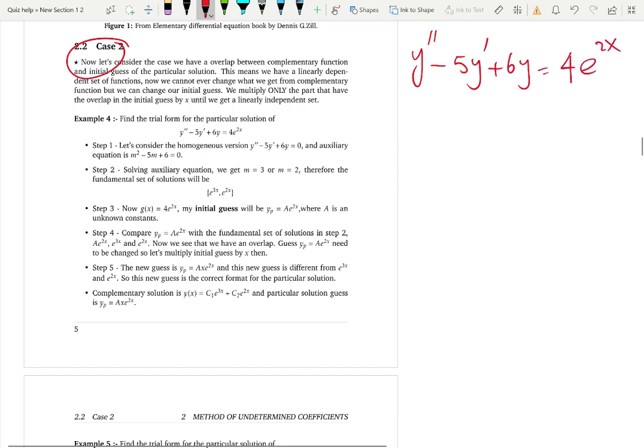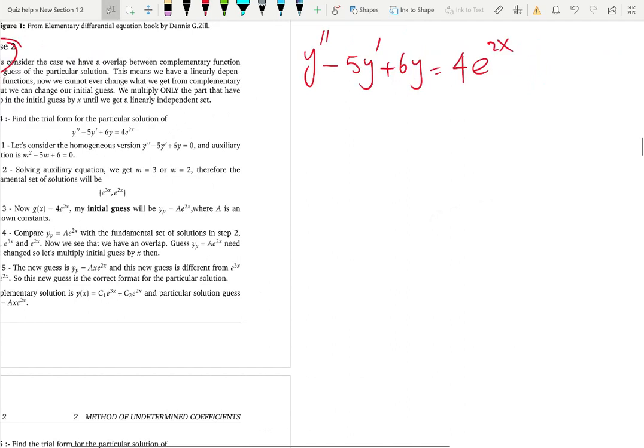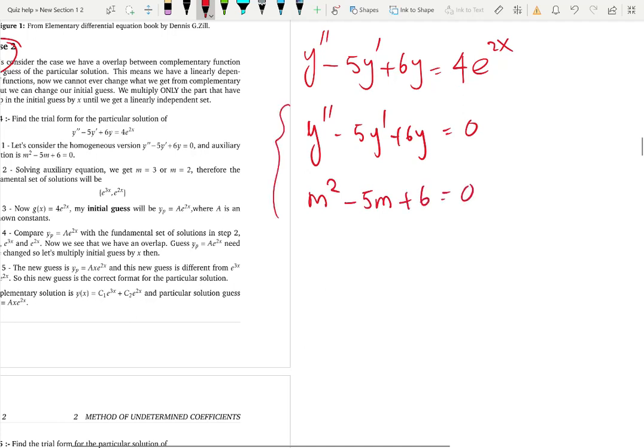Okay, so we have this differential equation. Now let's try to write the initial guess as we normally do. To do that, first we have to solve the homogeneous version of this differential equation, so this is equal to 0. The auxiliary equation is m squared minus 5m plus 6 equals 0. Now I'm going to do this part very fast because we already learned this lesson. So if you're not sure how to do this, go back and watch these videos because it's very important, right? So let's factor it. It's (m minus 3)(m minus 2) equals 0.